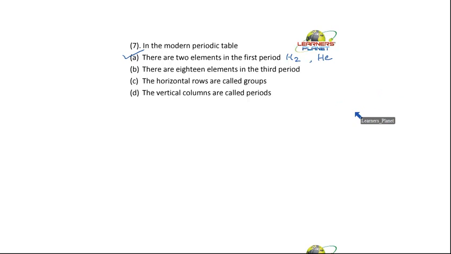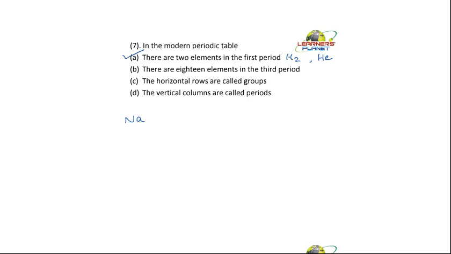Now our second option is, and remember, you should not leave it after choosing one option correct. Go for the other options also. It may happen that you have got one or more options correct. There are 18 elements in the third period. Is it? What are the elements of the third period?